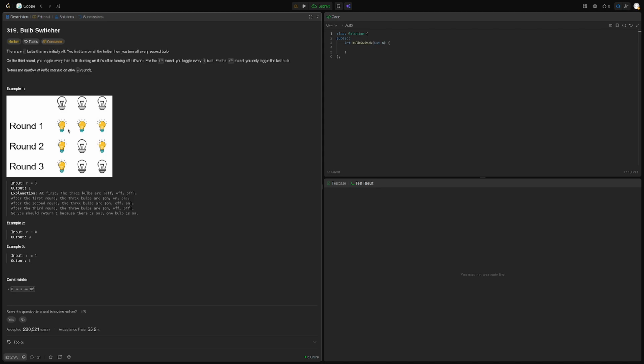If we have two of them, well, you turn off every second, then you flip every third, then every fourth. But four has divisors 1, 2, and 4. Therefore it's going to get toggled 3 times, so it's going to be on, because you turn it off by 2 and turn it on by 4.